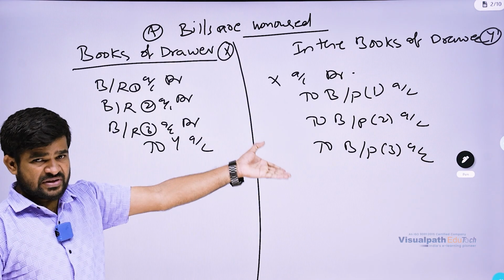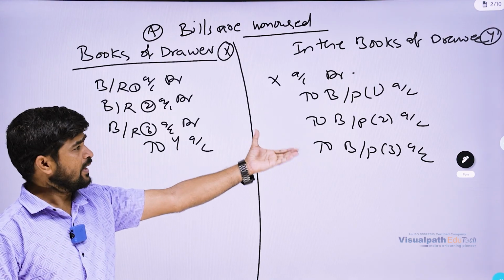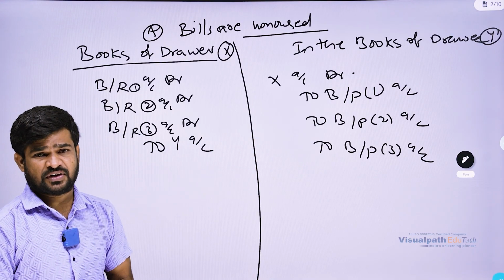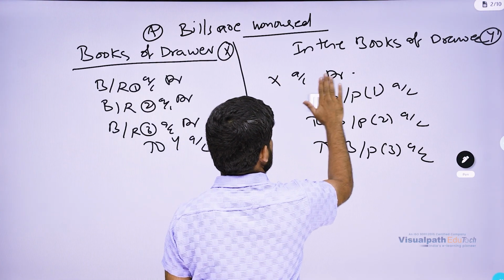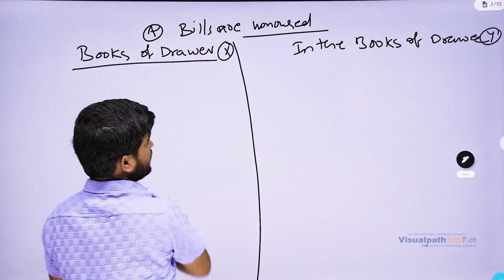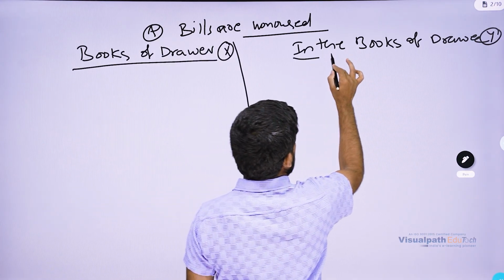So this is the third, and the bills will be accepted by the drawee, and this is the simple entry we'll record in the books of the drawee. Next, the drawer. This is the first entry. Next, one more entry we'll write for after the bill is drawn.